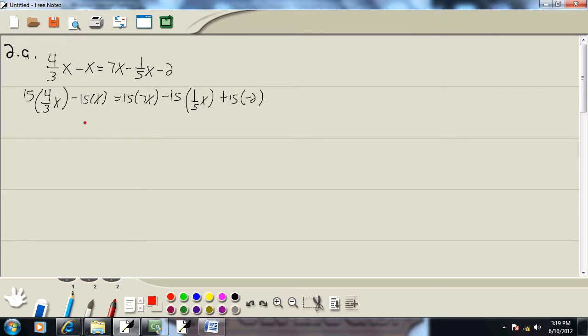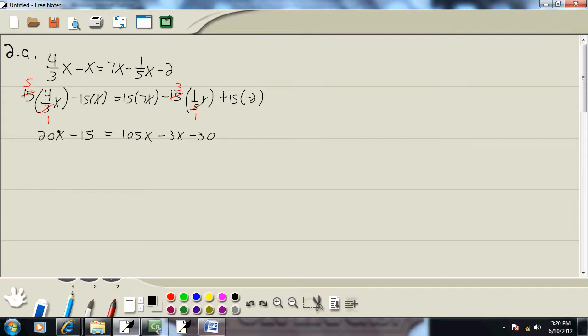And when we do that, the 3 and 15 are both divisible by 3. 3 divided by 3 is 1. 15 divided by 3 is 5. Over here, 5 and 15 are both divisible by 5. 5 divided by 5 is 1. 15 divided by 5 is 3. 5 times 4 gives us 20x minus 15x equals 105x, 15 times 7, minus 3x minus 30.